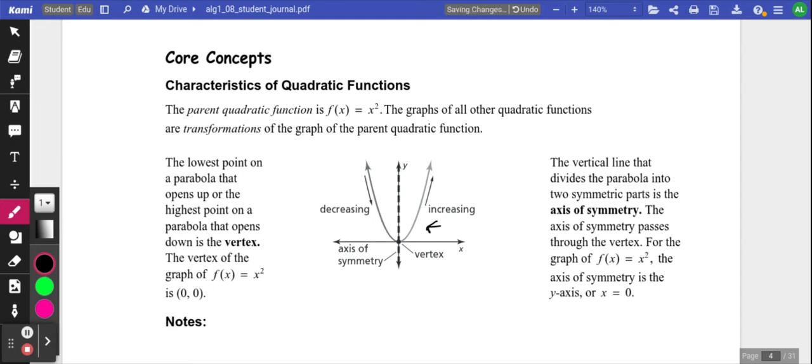This one opens up, so our vertex is that very lowest point. And then our axis of symmetry cuts that U in half. It always goes through your vertex. It's always at x is equal to whatever that x value is of your vertex. Remember, x equals a number is a vertical line. So the vertex is some xy point. The axis of symmetry is always going to be this x is equal to blah, blah, blah line.